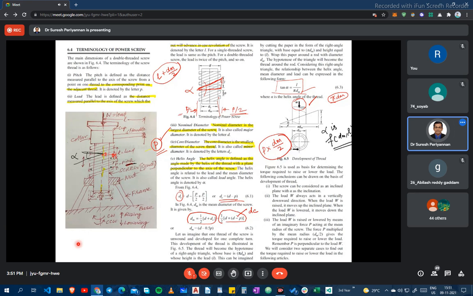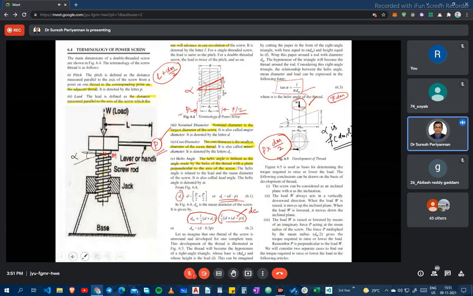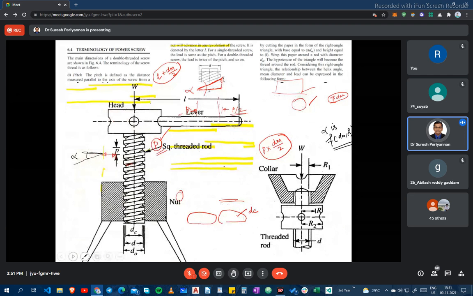While raising the load, we have to give clockwise rotation in the handle. While lowering the load, we have to give counterclockwise rotation through the handle. So these are the things you can easily understand by going through your book.